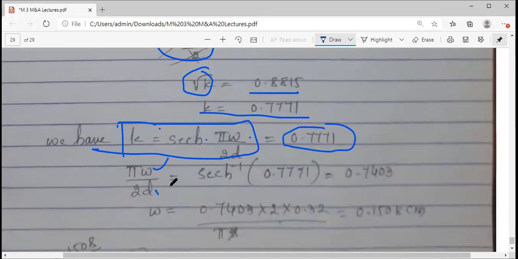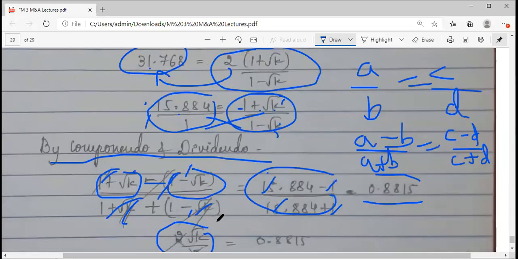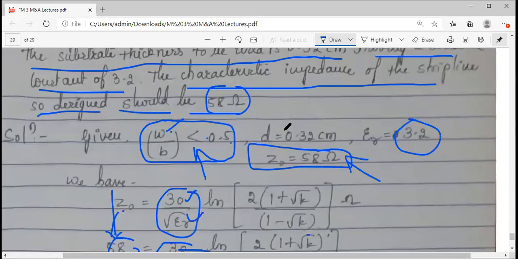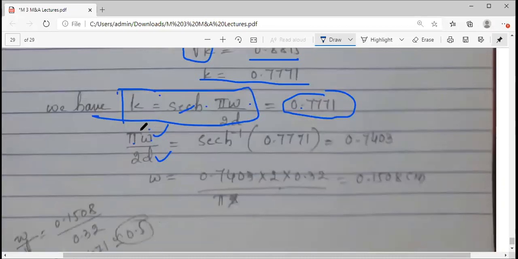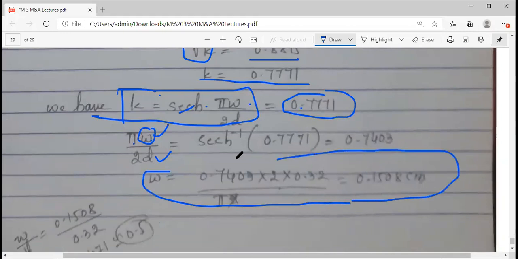So now here I have the dimensions. Take the inverse: sech inverse of this is equal to pi w by 2d. So pi is given, that is pi by 2, times w by d. D is given to you, 0.32 centimeter. So you can find w. W is unknown to you. Take all the terms to the other side and calculate. You will get, hope it is visible to you, 0.1508 centimeter.